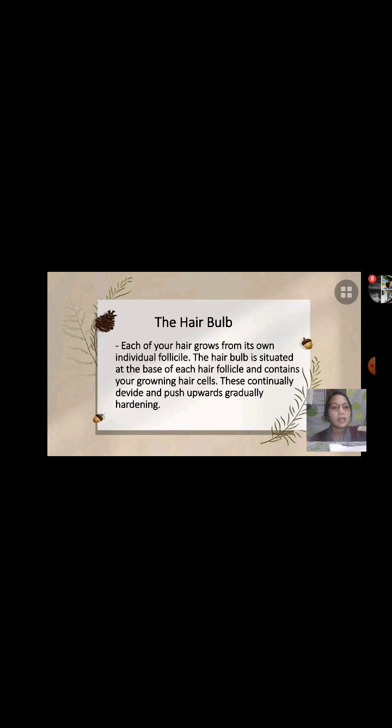The hair bulb. Each hair grows from its own individual follicle. The hair bulb is situated at the base of each hair follicle and contains young growing hair cells. These continually divide and push upwards, gradually hardening.